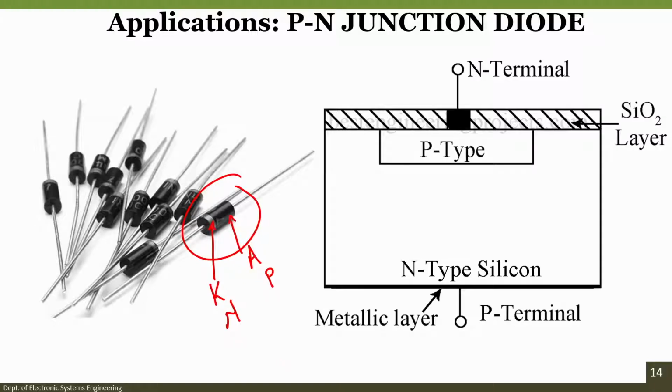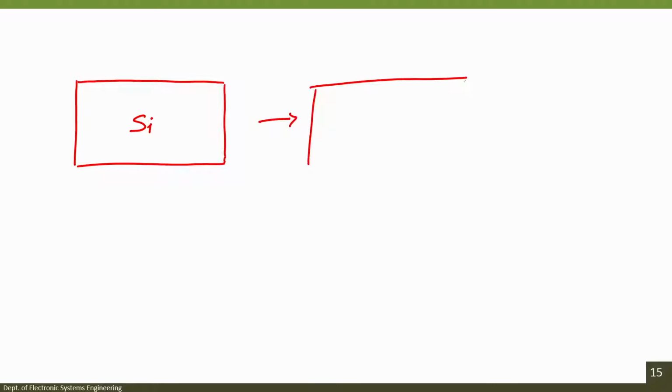How to fabricate a p-n junction diode? You can see here a cross section of a p-n junction diode. I will anyway teach you lithography, but right now let me just give you a quick example. You have a silicon substrate. If somebody asks you to draw the cross section of a silicon wafer, you can draw a rectangle like this. The next step would be to grow silicon dioxide. I will explain how to grow silicon dioxide, do not worry about it.